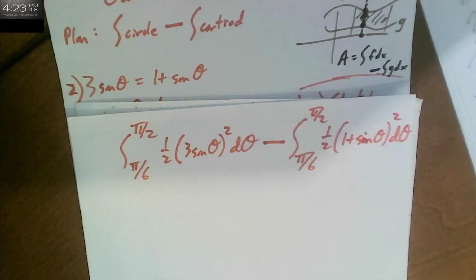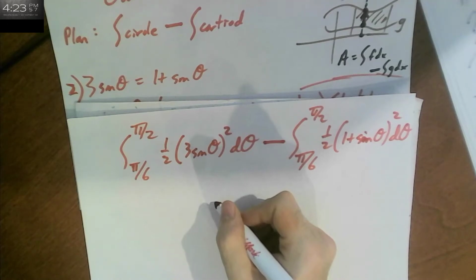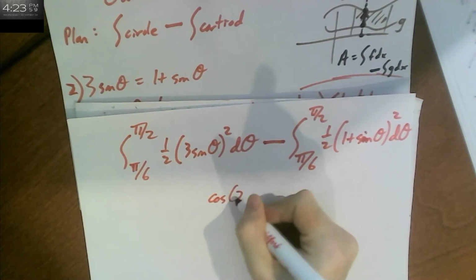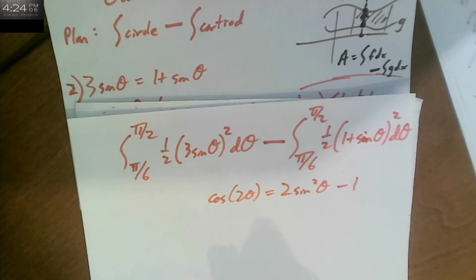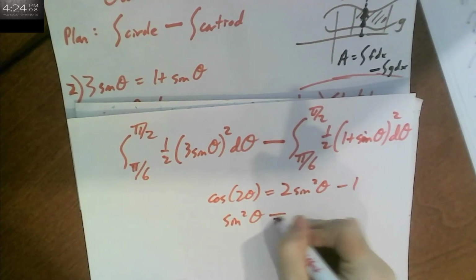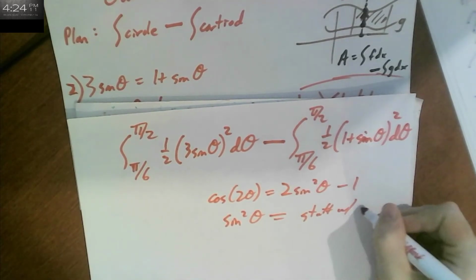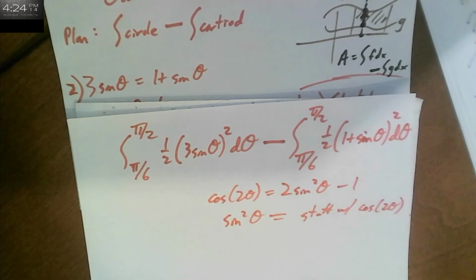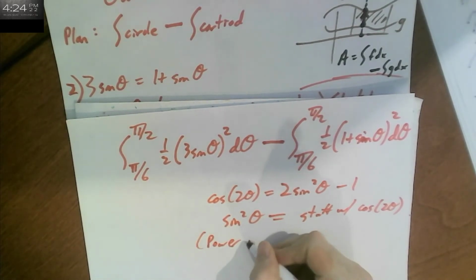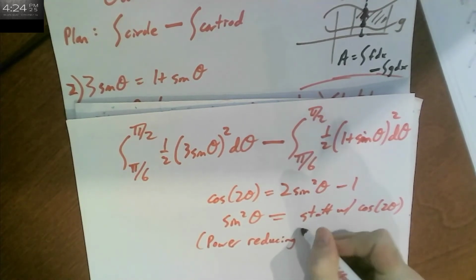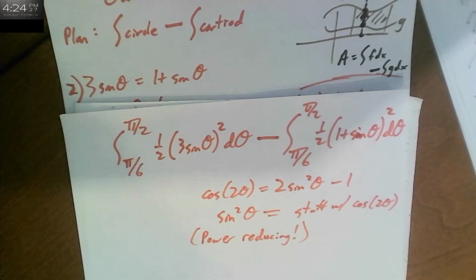And now we evaluate, right? Personally, I do a little arithmetic first, and then what I would probably use is that cosine of 2 theta, among other options, is 2 sine squared theta minus 1, so that I could get sine squared theta. This is stuff with cosine of 2 theta. And I'd probably do that substitution and then use that to evaluate, right? Power reducing formulas are very important, very useful for these kind of problems. Power reducing, so that we can get rid of the square, right?